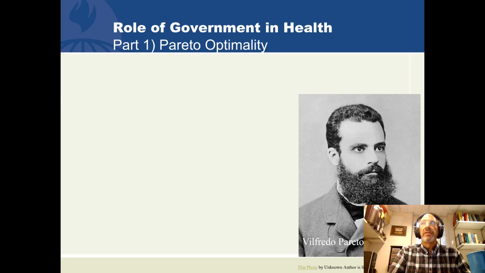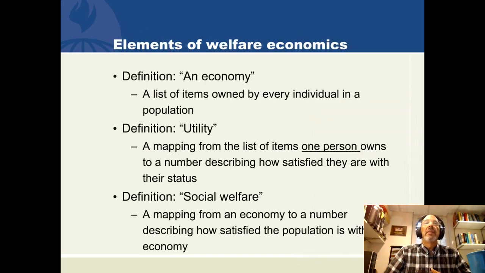In order to cover this topic, I'd like to develop some notation for the elements of welfare economics. We are going to develop a definition for three things. An economy, which is a list of all of the items owned by every individual in a population. You could imagine that this is an extremely long list of all the stuff in the economy. But that's what we're going to use today. The economy is the list of items.